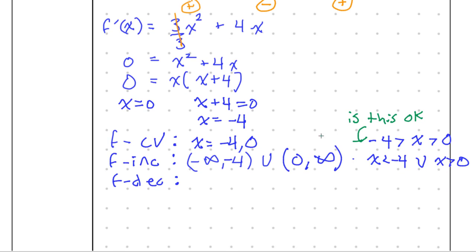All right, and f decreasing, where is that? You're up. -4 to 0. And inequality notation? X is greater than -4 and less than 0. There it is. Done, done, done.